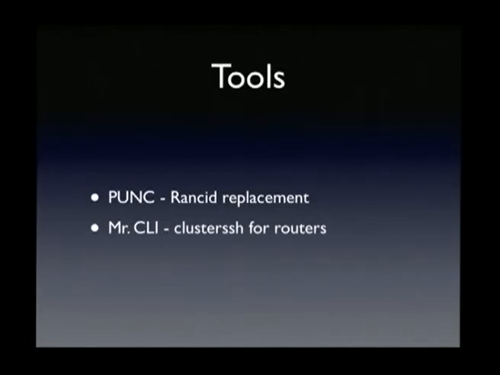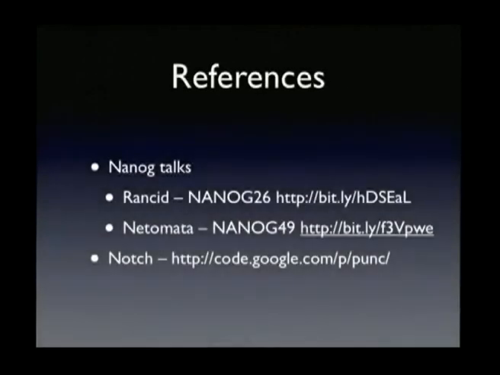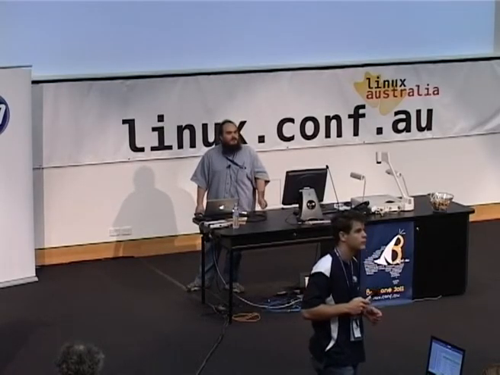If you've never used cluster SSH, you give it a list of machines, it opens N terminals, and you can type into them simultaneously. This is more an in-order tool. It's kind of cute. If you're seriously looking to deploy any of these tools, I strongly suggest those two talks from NANOG, and Notch. There's a little bit of information around. Hopefully, we'll see some stuff come out in more detail about it. And I think I've got about 3 minutes for questions. If people have anything.